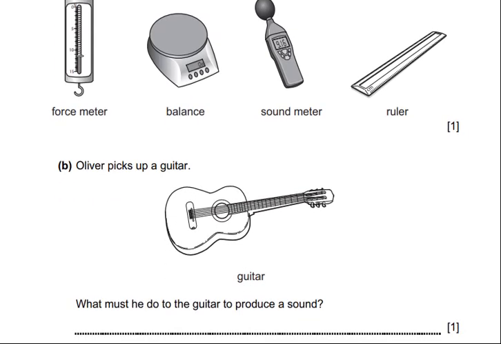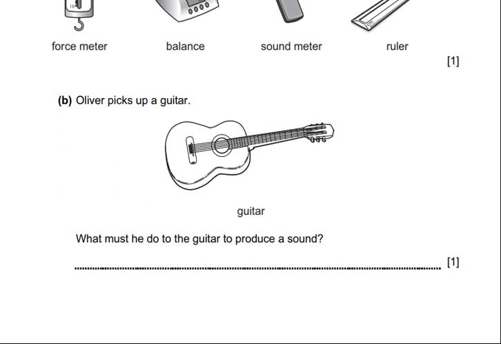Question B. Oliver picks up a guitar. And the question is, what must he do to the guitar to produce a sound? So here we can write down more than one answer. We can say he must vibrate the strings, or he must move the strings, or he must pluck the strings, or he must pick the strings. But I'm telling you, just write down, he must vibrate the strings.